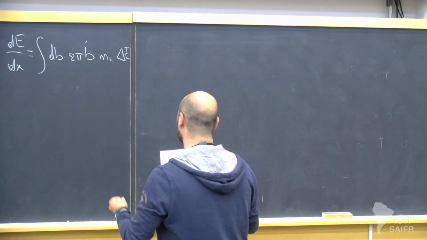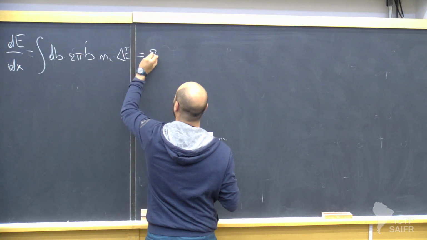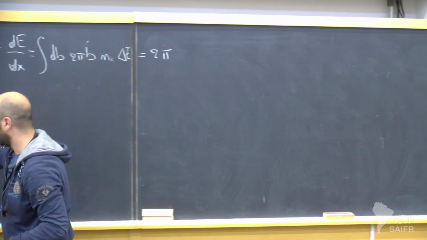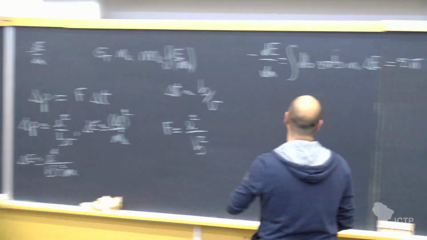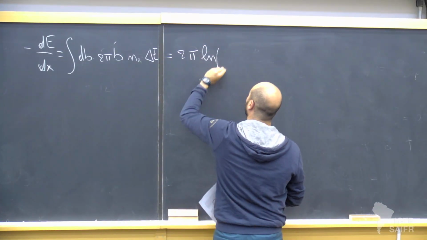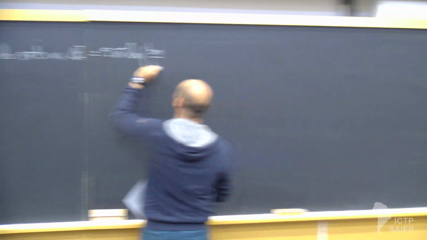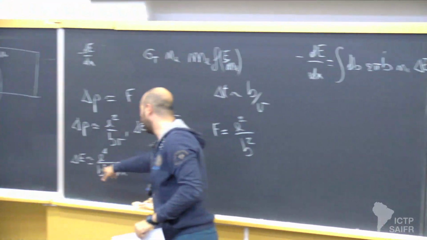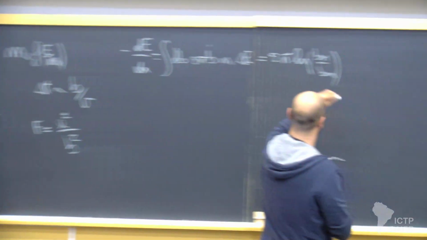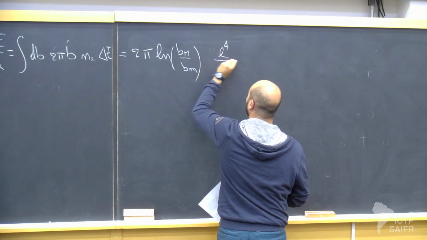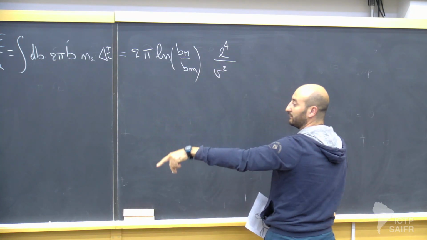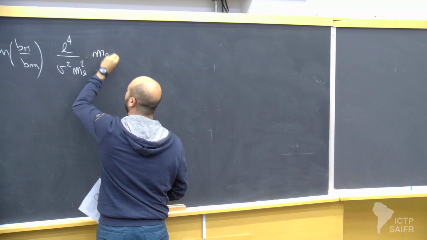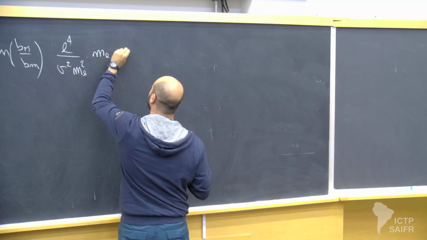What's the result of this integral? 2 pi. Then you have a b that goes away with this b squared, so you get some log of b max over b min. Then there is e to the 4th over v squared. Then I multiply and divide by m_e squared, times m_e. And then there is an n_e.